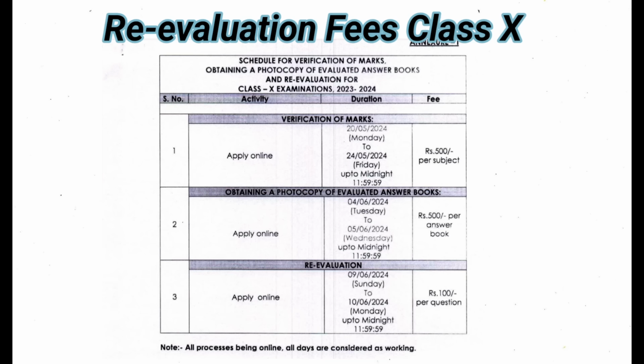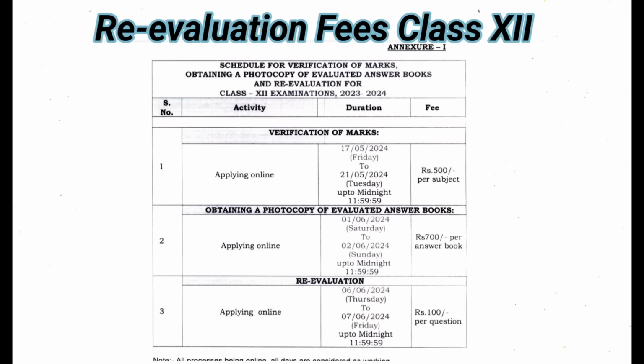Now let us see for class 12. For class 12, again approximately the payment is the same. First verification, you need to pay 500 rupees per subject. Next, photocopy of your evaluated answer book. This is a little bit more. For 10th it was 500, but for class 12 it is 700 rupees per answer book. And lastly, revaluation, again it's the same, 100 rupees per question. Now this is what was happening till last year.